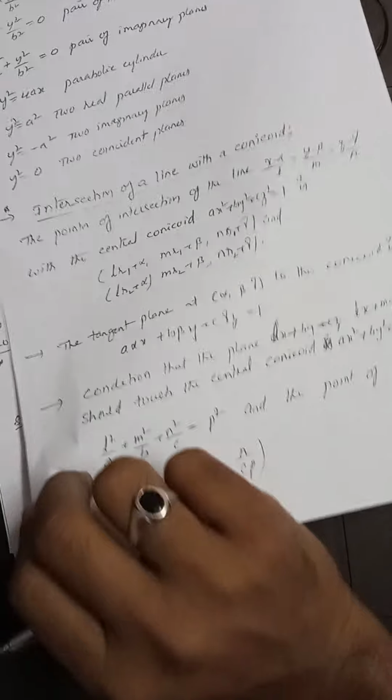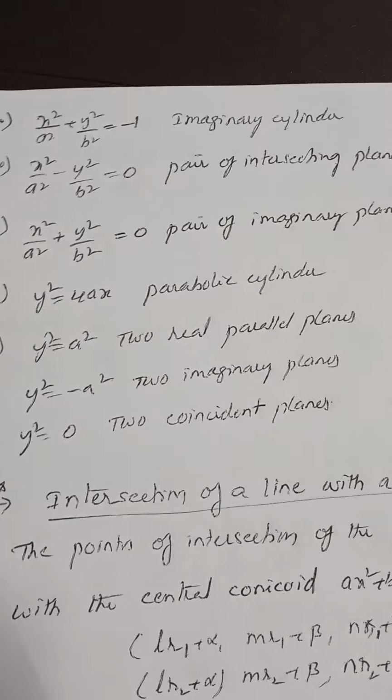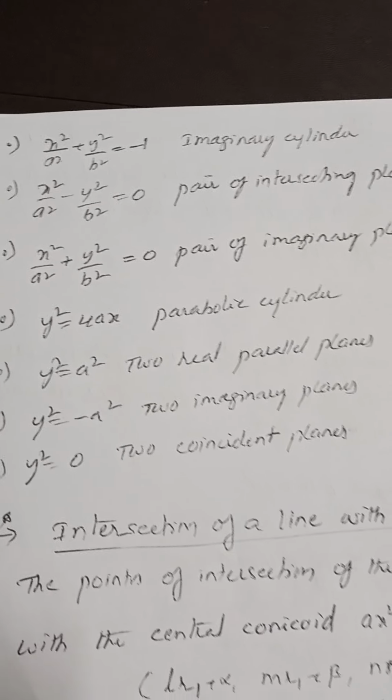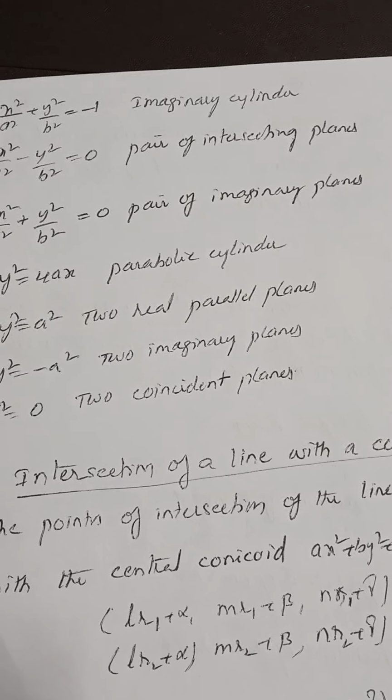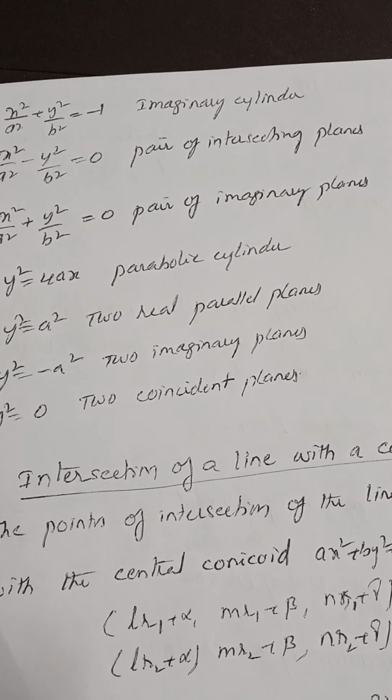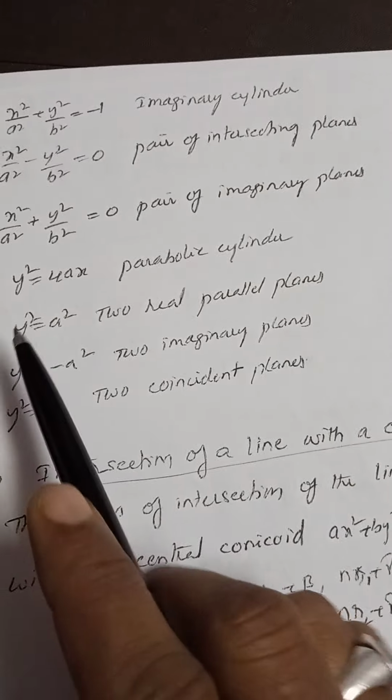Now see some more examples of surfaces. x²/a² + y²/b² = -1 is an imaginary cylinder. x²/a² - y²/b² = 0 is a pair of intersecting planes. y² = 0 is two coincident planes. y² = -a² is two imaginary planes. y² = a² is two real parallel planes. y² = 4ax is a parabolic cylinder. Only the first four equations are important for us.